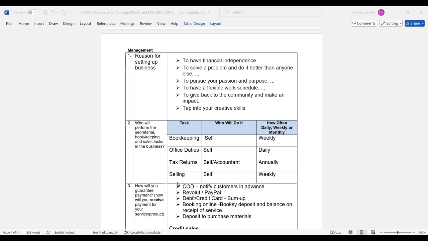And the next task then is the task of selling. Who's going to look after your sales? Who's going to promote your business? Who's going to fulfill orders? Who's going to deal with customer inquiries? The whole area of selling. Once again, I've put in self here. This is something that's done weekly and probably actually daily as well, if you're answering phones and taking in sales inquiries.